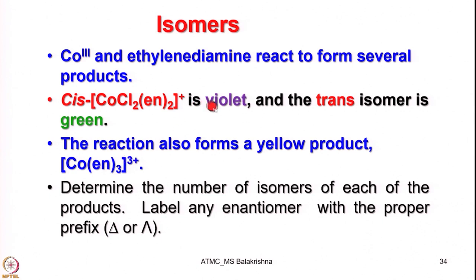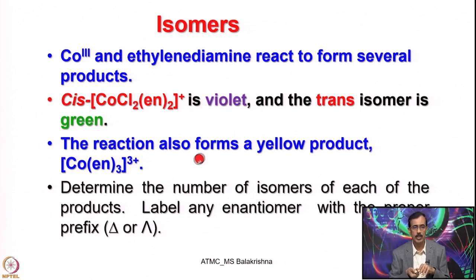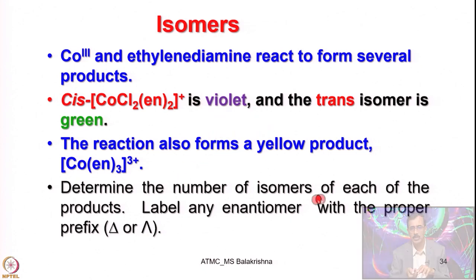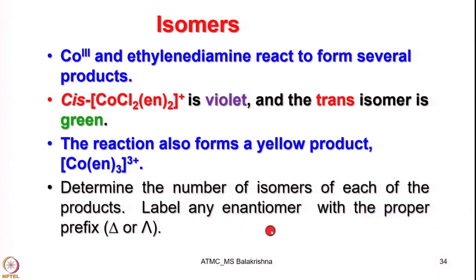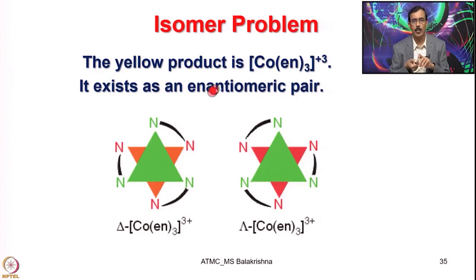So, if I ask you to write all possible isomers in this reaction, you should be able to write all possible ones. So, determine the number of isomers of each of the products, and label any enantiomer with the proper prefix, either delta or lambda, depending on whether you make clockwise or anticlockwise rotation. The first one, the yellow product, is this one, tris(ethylenediamine). Once you write this one, you will come to know that there is a possibility of writing another non-superimposable mirror image of this one. So, we have this one.